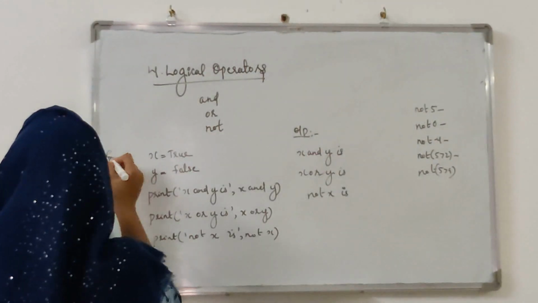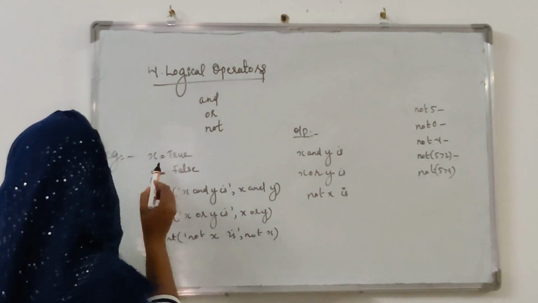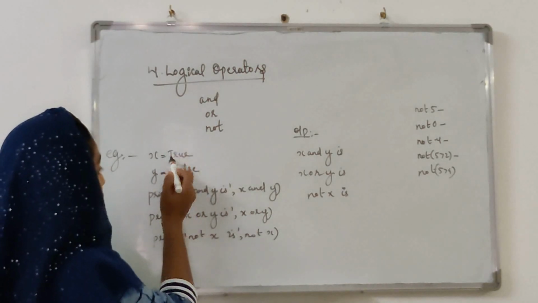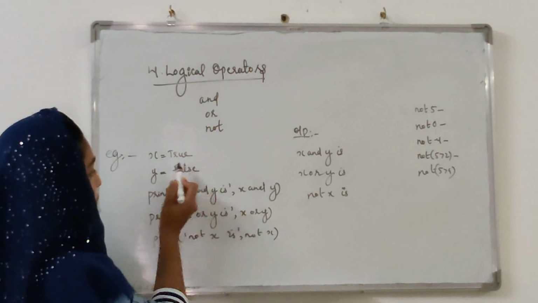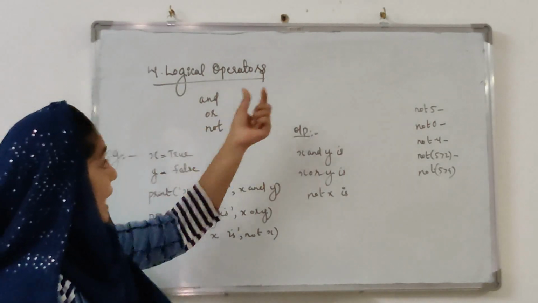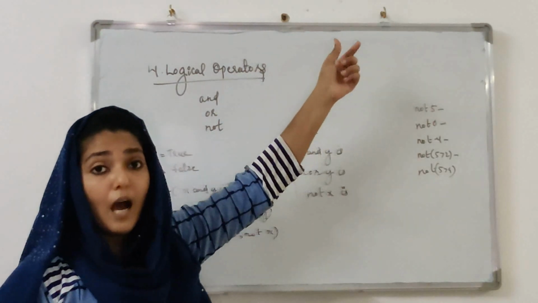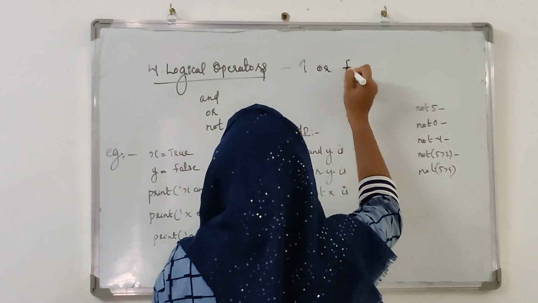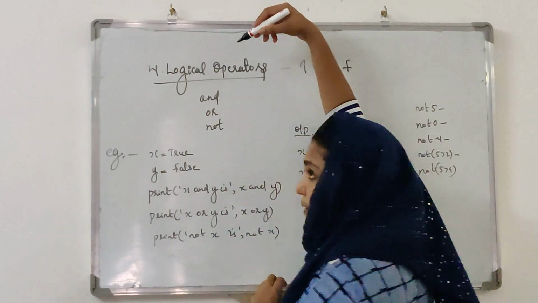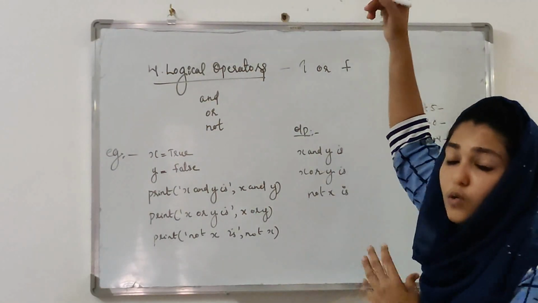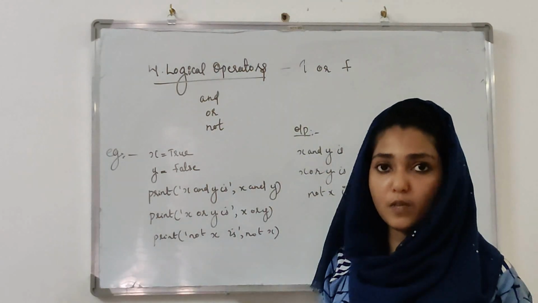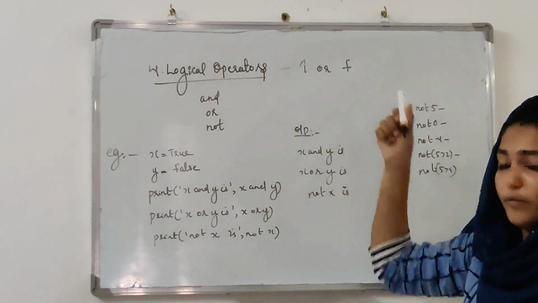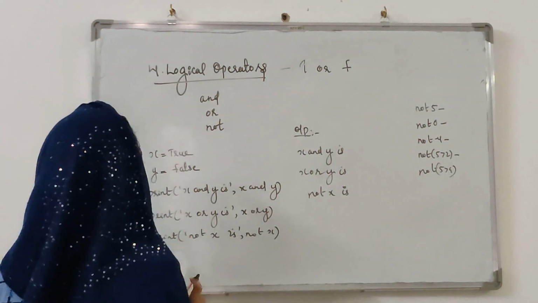Now look at this example. Here x is equal to true, y is equal to false, which means what? The value true is assigned to the variable x and the value false is assigned to the variable y. Like relational operators, the output of the logical operator is also either true or false. So, what is the output of our logical operation? It is either true or false. So, we can say that the output of the relational expression or the output of the logical expression is always either true or false.